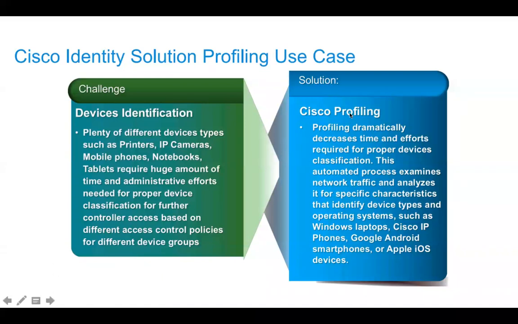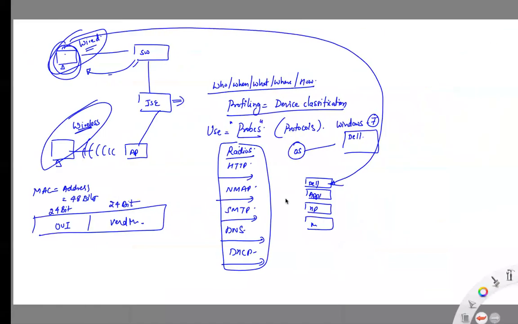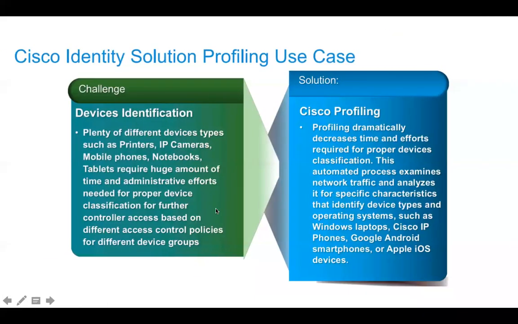So Cisco ISE provides you a feature that is called profiling. Profiling dramatically decreases the time and effort required for proper device classification. This automated process examines the network traffic and analyzes it for specific characteristics that identify the type of device by the protocols, which I'm trying to say, probes. What is the operating system? Among them, Nmap is the one which always decides what the operating system is. It scans the operating system, such as Windows, Cisco IP phone, Google Android smartphones, or Apple iOS devices. This is called profiling in Cisco ISE.